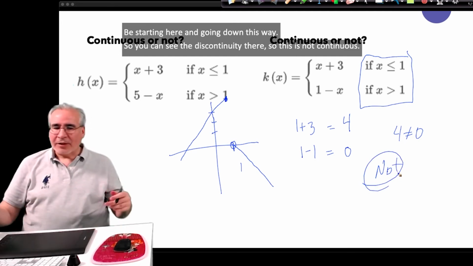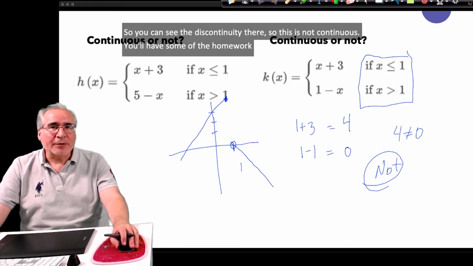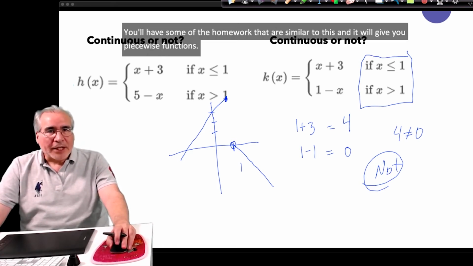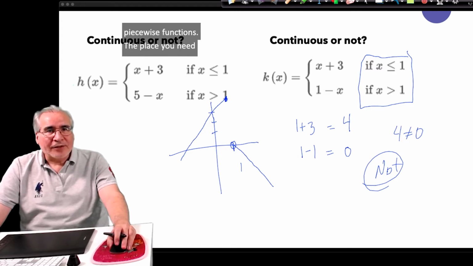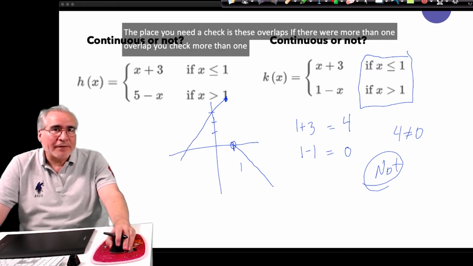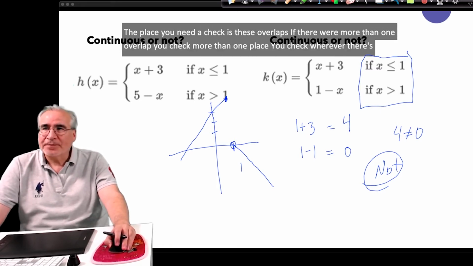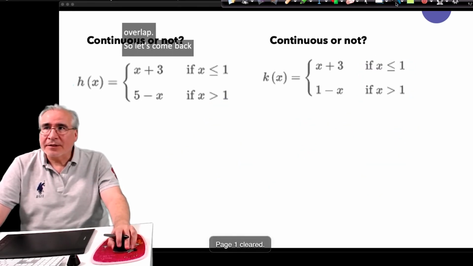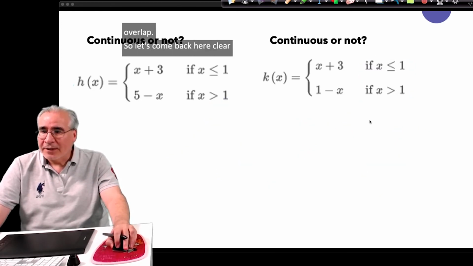Okay. You'll have some in the homework that are similar to this, and it will give you piecewise functions. The place you need to check is these overlaps. If there were more than one overlap, you check more than one place. You check wherever there's this overlap. Okay, so let's come back here. We'll clear off the screen.